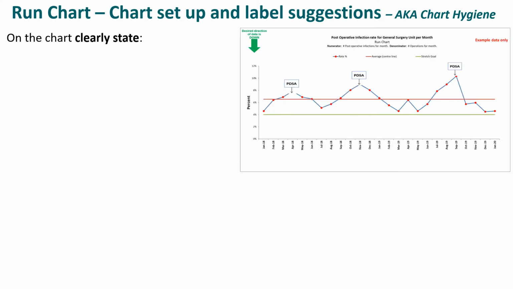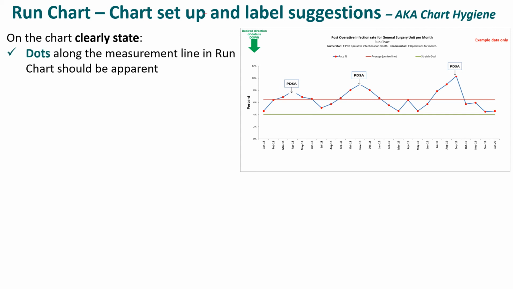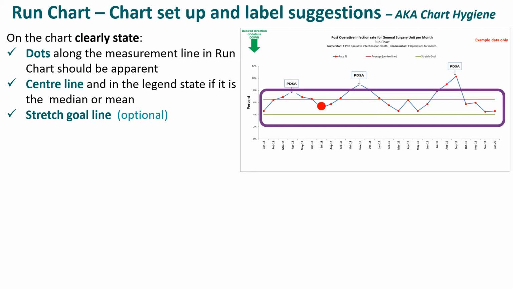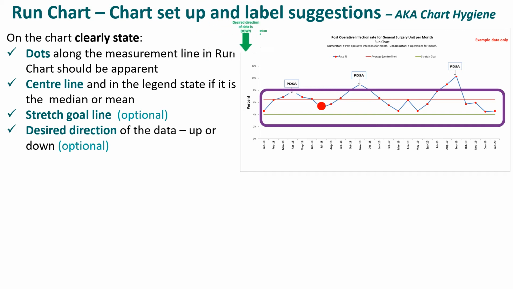Some more chart hygiene tips. The dots along the measurement line in the run chart should be apparent. We tend to use a blue line with a red dot so that those data points really stand out. You should always have a center line in your run chart, and in the legend you can state whether the center line is made up by the median or the mean. An optional line is the stretch goal line, that aspirational target that you're trying to head for. And also you can use the icons to express the desired direction of the chart, whether it's up or down.